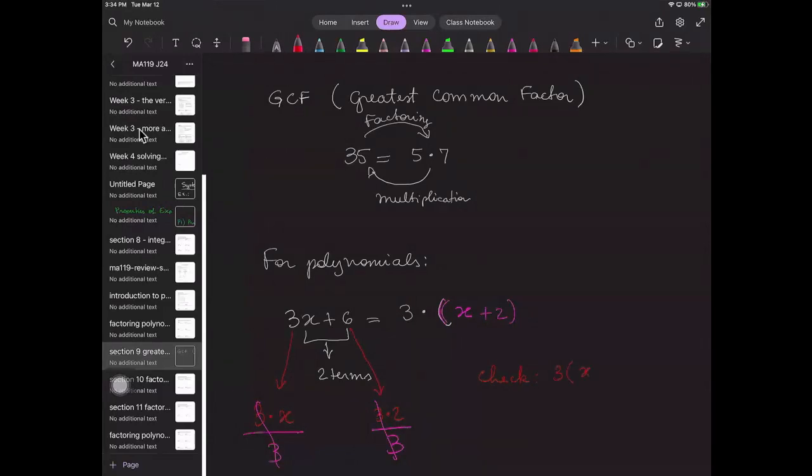If you take 3 times x plus 2 and apply the distributive law, the result is 3x plus 6. And you can see it's exactly what I had originally. So the factorization is 3 times x plus 2. Remember, 3 is a polynomial with one term, a monomial. And x plus 2 is another polynomial, which is a binomial, actually, right? So that is the factorization of the polynomial.